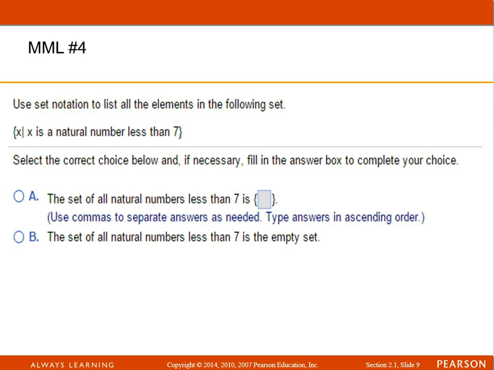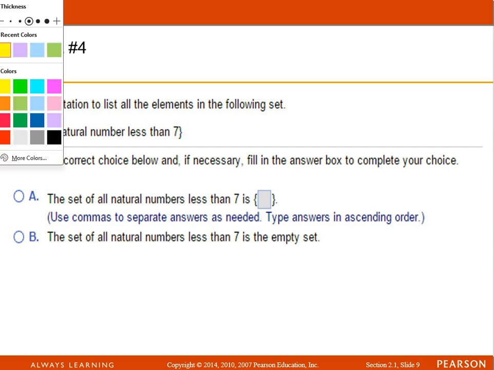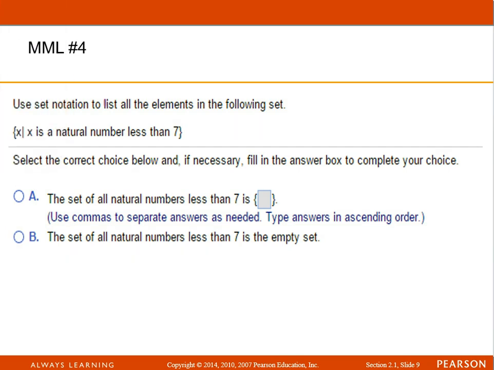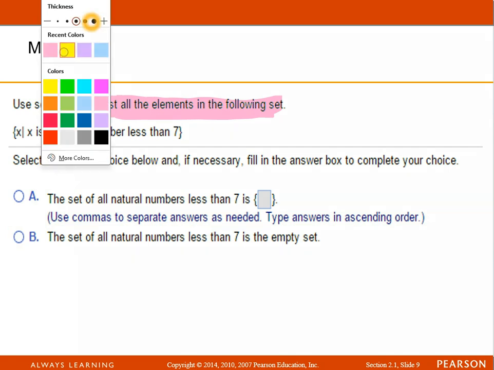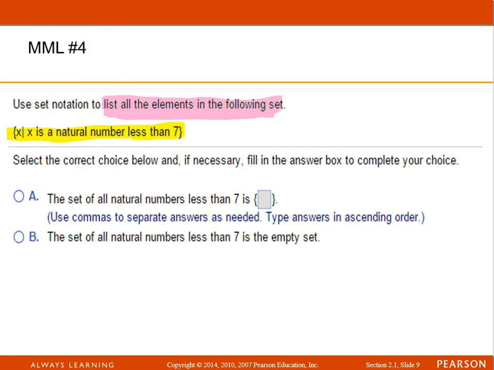All right, this is number 4. I just randomly picked some questions. It says use set notation to list all the elements in the following set. When I read the following set, it is the set of x such that x is a natural number less than 7.